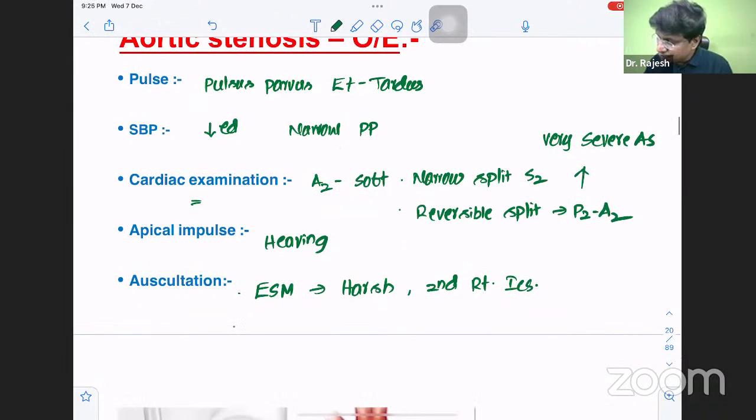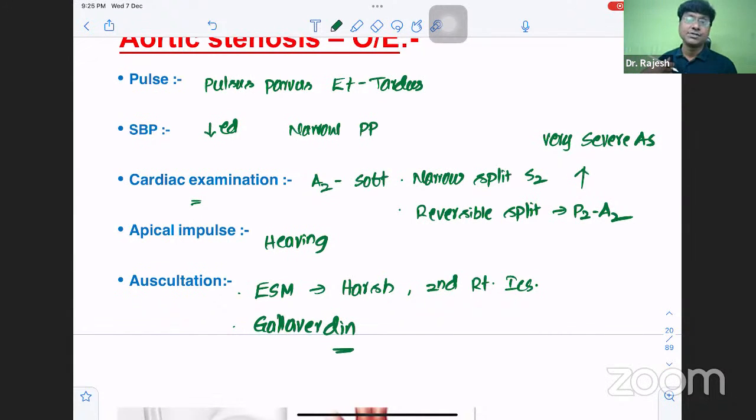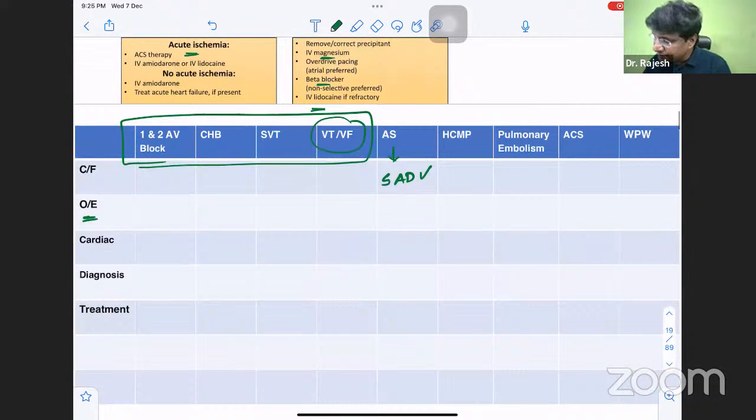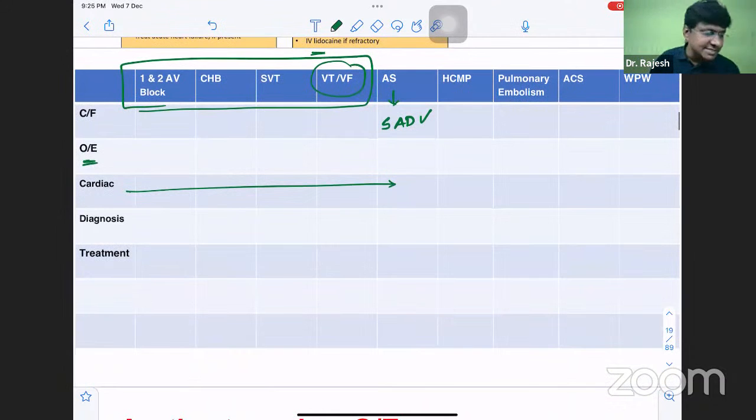And at this point, you also need to know about the Gallavardin phenomenon. Gallavardin phenomenon is that the murmur of the aortic stenosis will radiate to the apex. So this will be the examination findings in patients with aortic stenosis. And how will you diagnose this aortic stenosis?